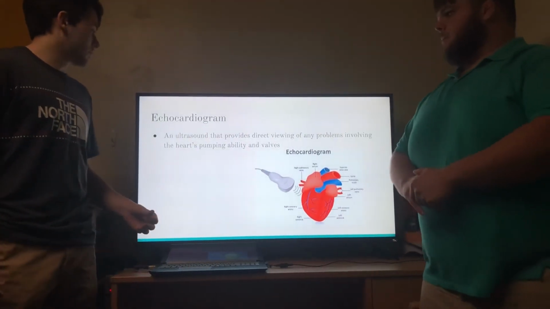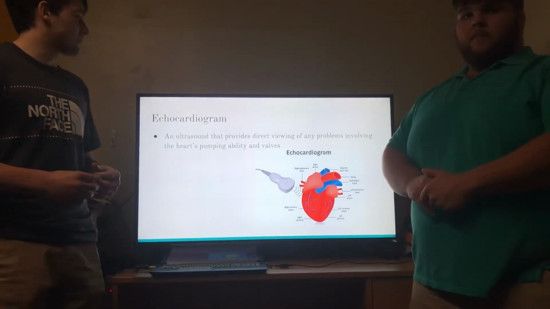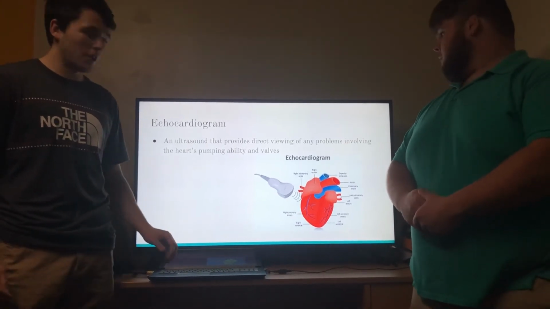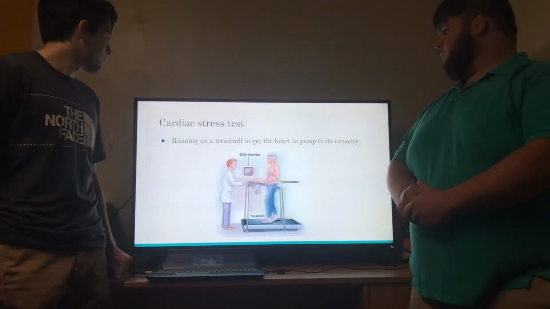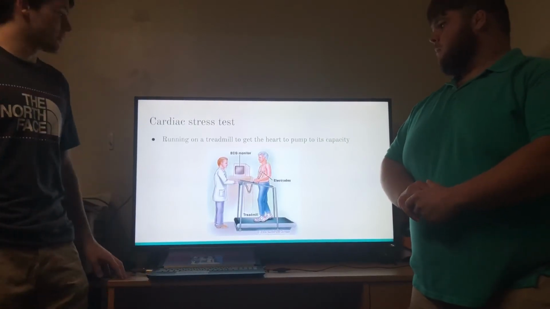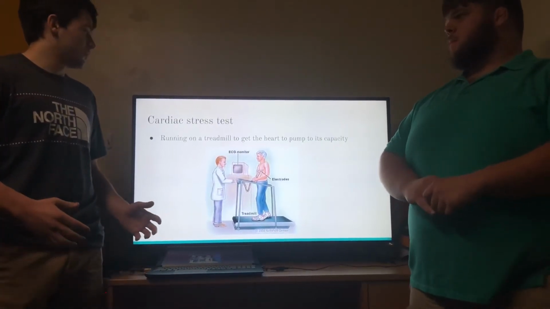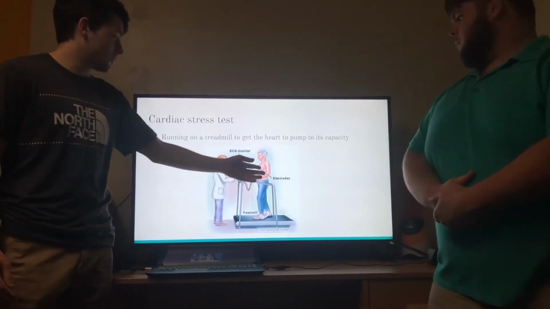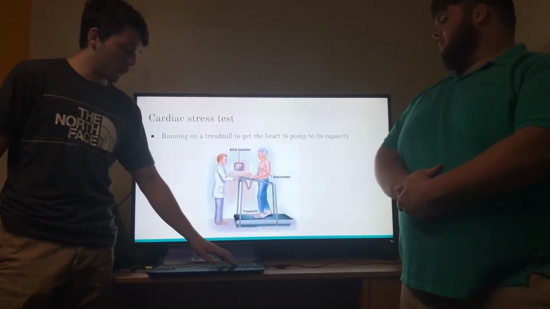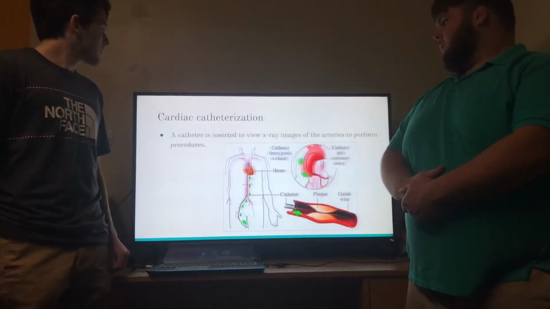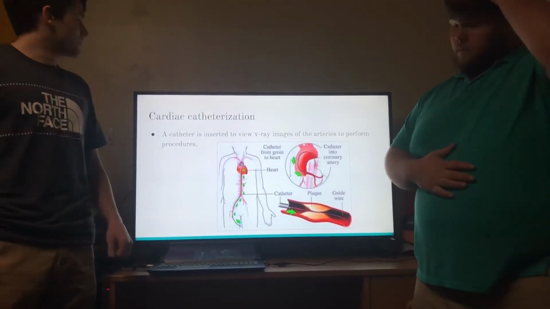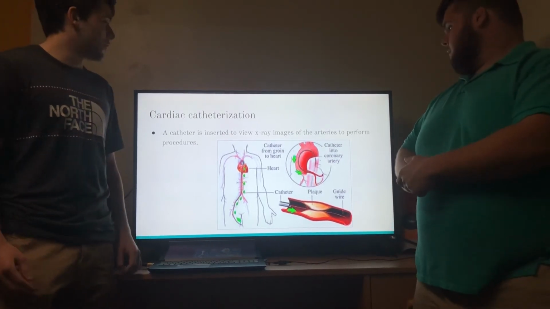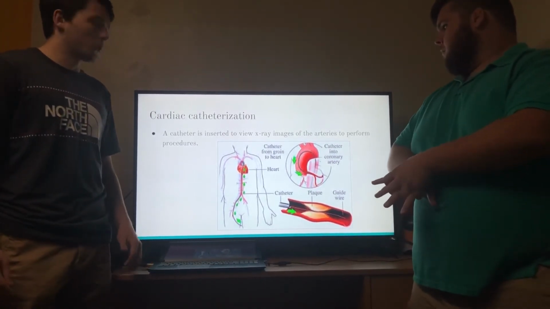An echocardiogram is an ultrasound that provides direct viewing of any problems involving the heart's pumping ability and valves. A cardiac stress test is a test where you run on a treadmill to get the heart pumping to its capacity. As you can see, the monitor is hooked up to the body where he's running or walking on the treadmill. The cardiac catheterization is a catheter that is inserted from the groin to the heart to view X-ray images of the arteries to perform procedures.